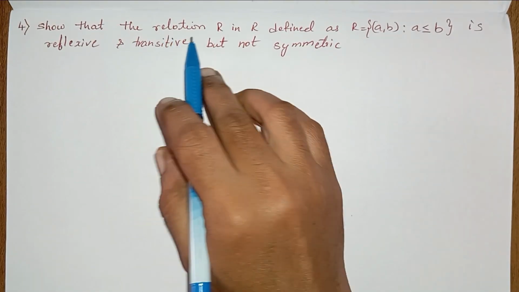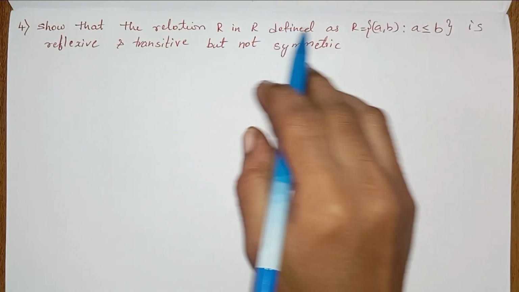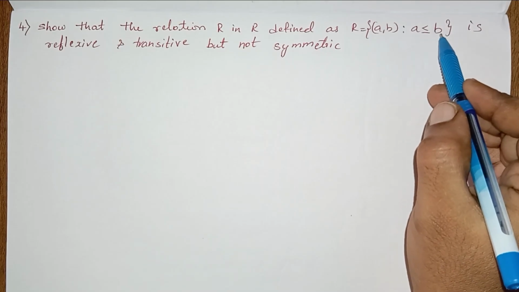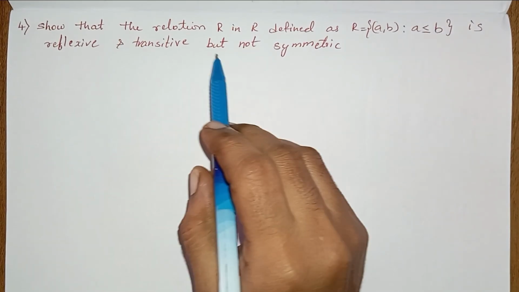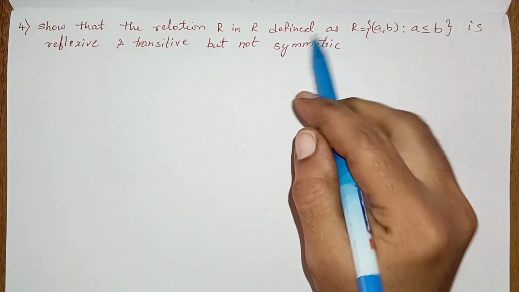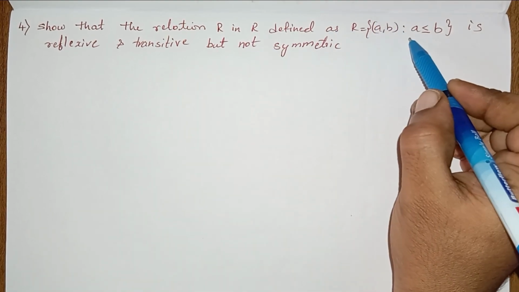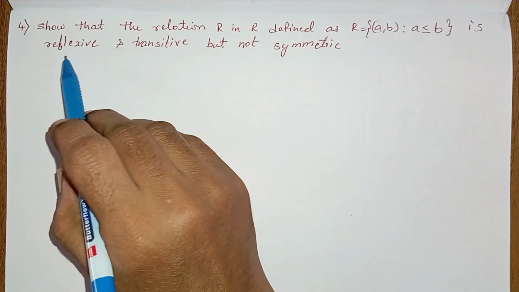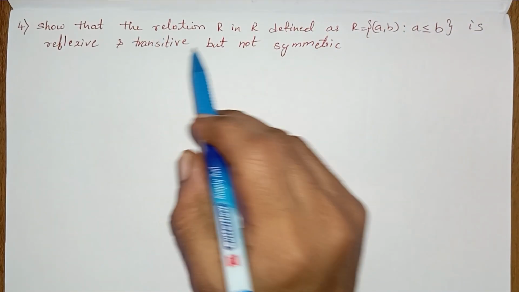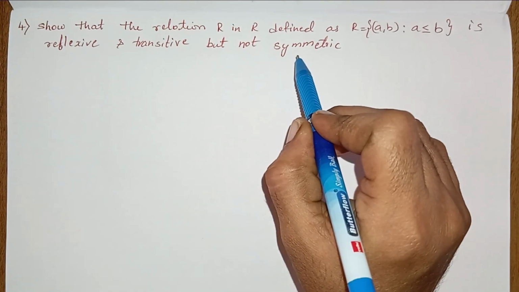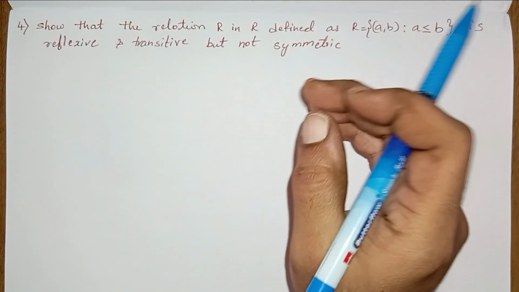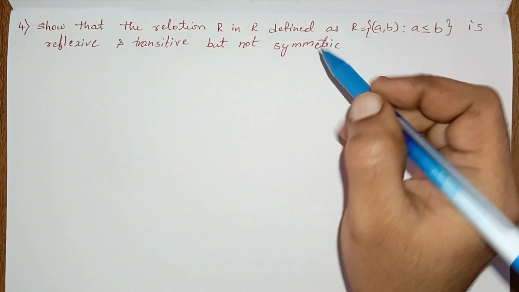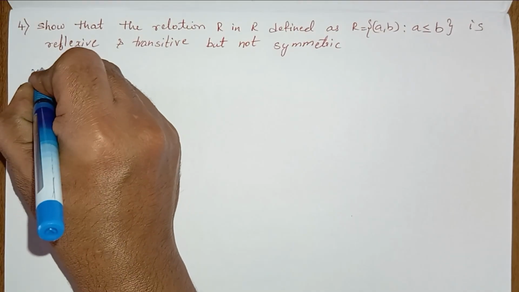Fourth question: show that the relation R in the set of real numbers defined as R is equal to A comma B, such that A is less than or equal to B, is reflexive, transitive but not symmetric. So we have to show that it satisfies reflexive, transitive but not symmetric. Here we have to take some examples to show that. So first we will check for reflexive.